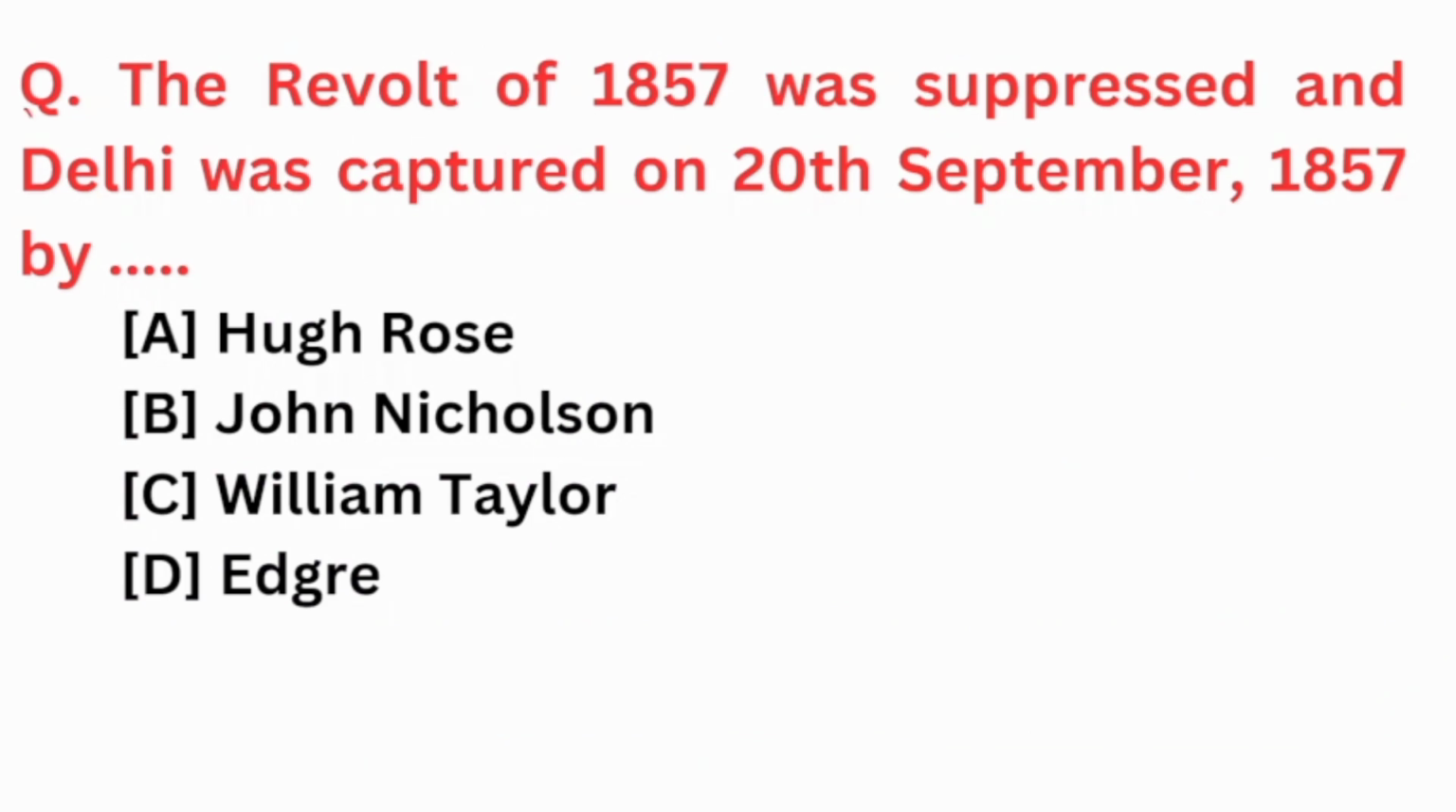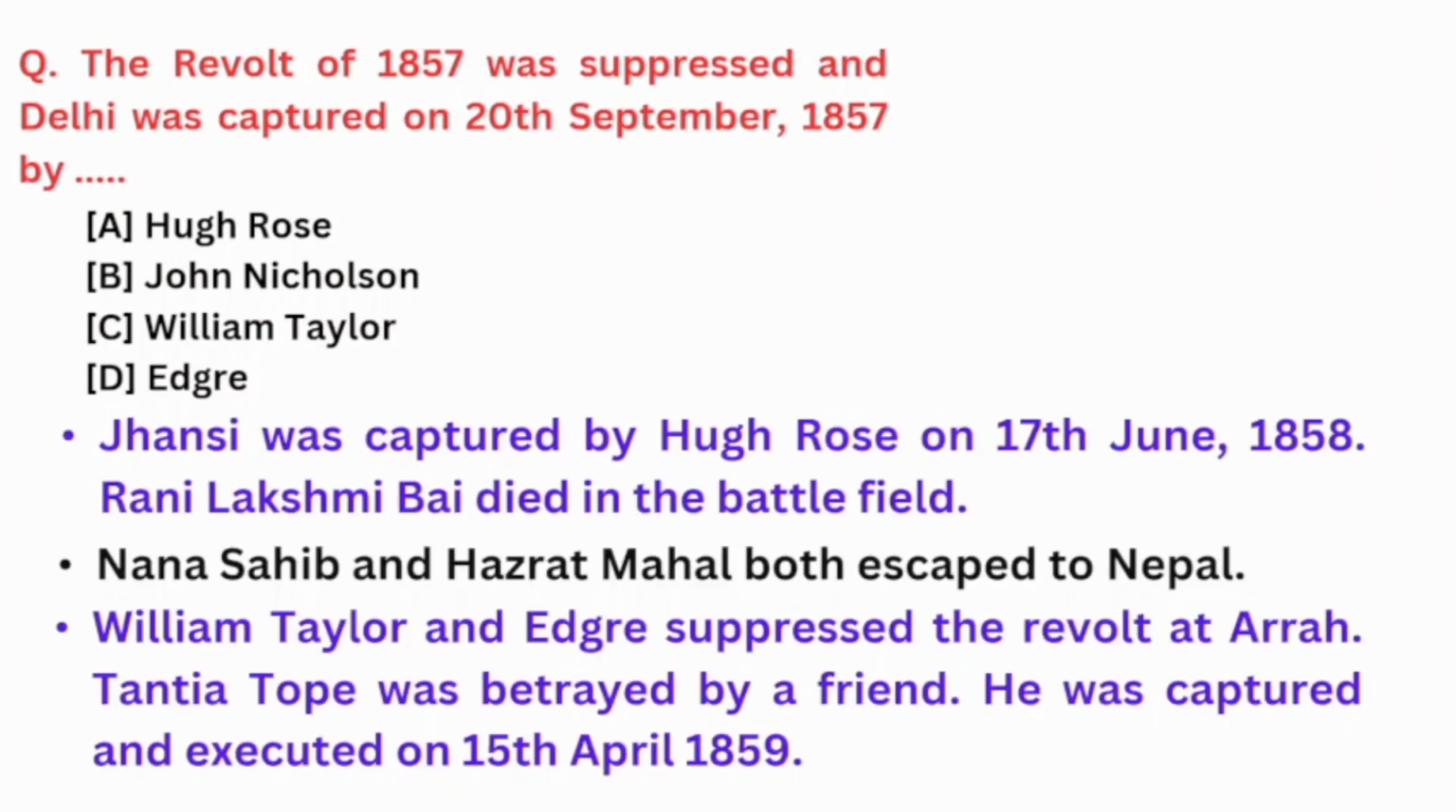Next question. The revolt of 1857 was suppressed and Delhi was captured on 20th September 1857 by John Nicholson. Some important points. Jhansi was captured by Hugh Rose on 17th June 1858. Rani Lakshmibai died in the battlefield.